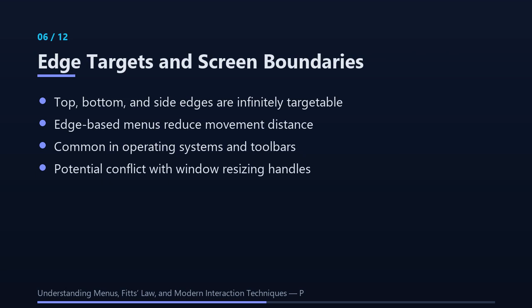Operating systems such as Windows and macOS exploit this by anchoring taskbars, dock icons, and menu bars to screen edges, allowing users to quickly access them with minimal movement. However, designers must be careful not to interfere with other edge-based interactions, like window resizing grips, which also rely on the screen perimeter. By thoughtfully allocating edge space, we can create fast, reliable entry points for essential functions.